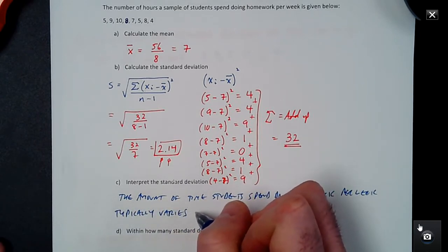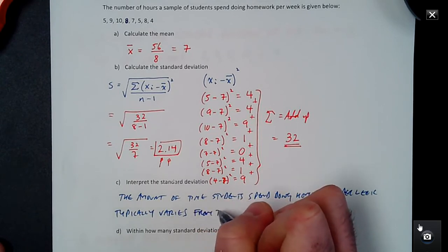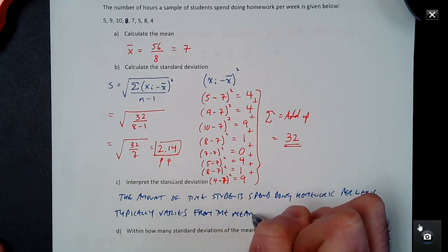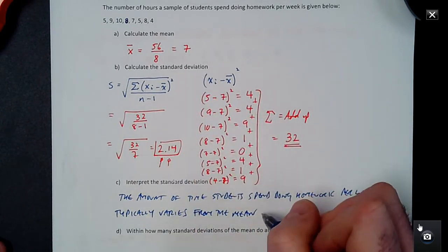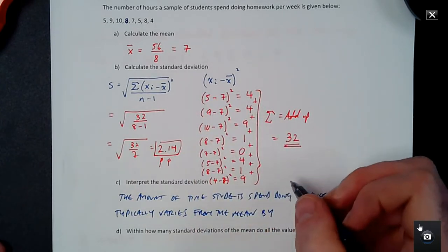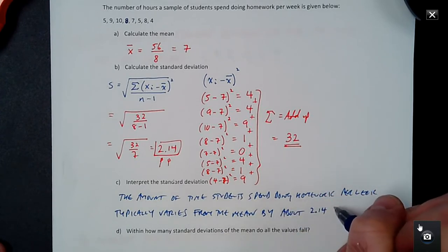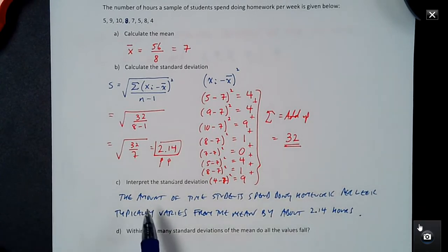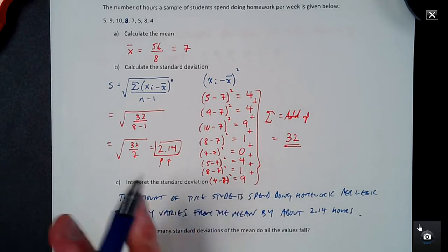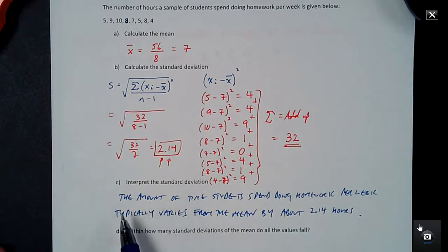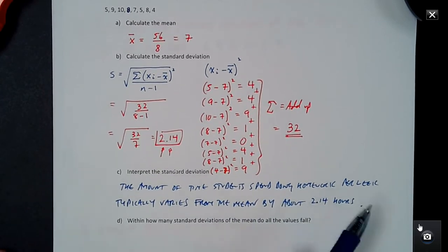All right, what does it vary from? Well, it varies from the mean. All right, remember the mean was 7 by about 2.14 hours. Let me just say that again. So when you're interpreting the standard deviation, we're talking about how that relates to the mean, like how much spread out it is. So again, the amount of time students spend doing homework per week, it typically varies from the mean by about 2.14 hours.